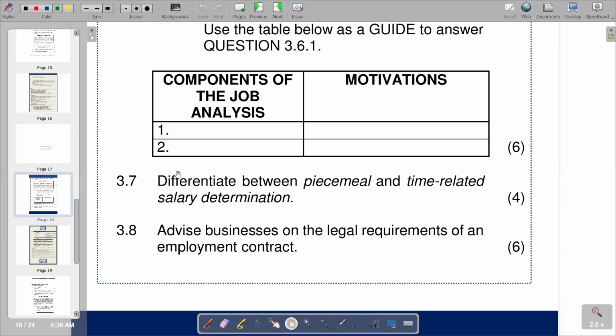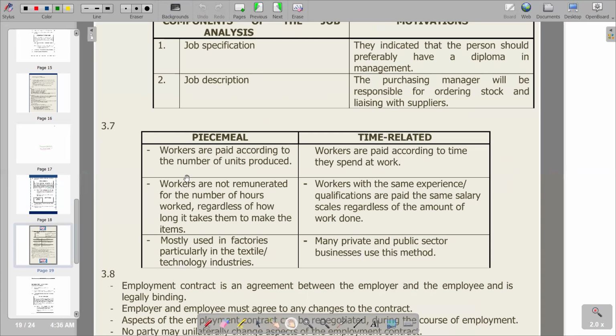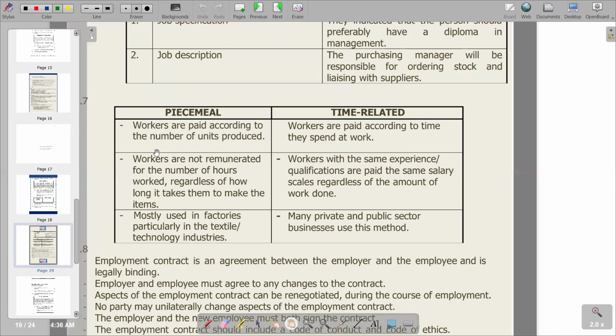But the question is saying differentiate between piecemeal and time-related salary determination. Obviously, we're going to come up with the differences that exist between the two. So we go to the other section to see what we have. Under piecemeal, the first point is that workers are paid according to the number of units produced. And under time-related, workers are paid according to the time they spend at work. So this is the first difference that we have.